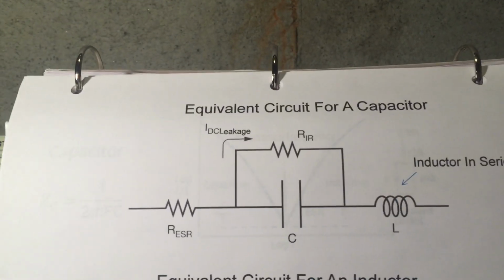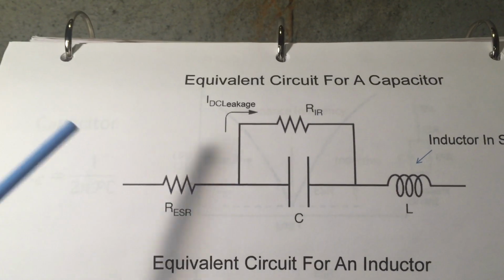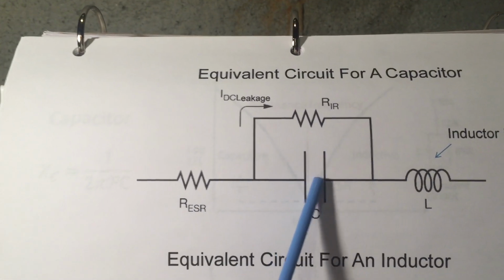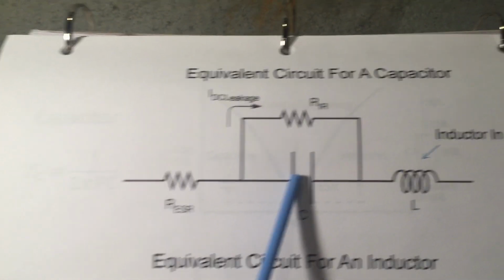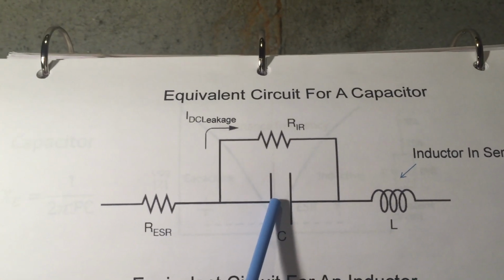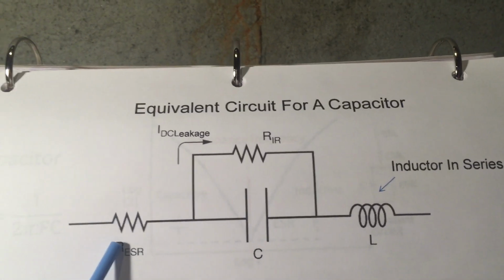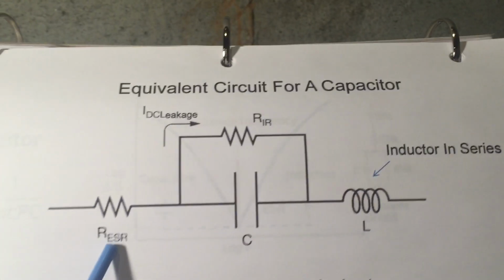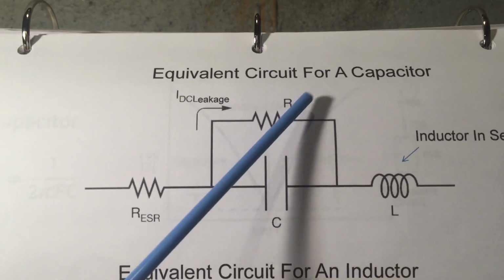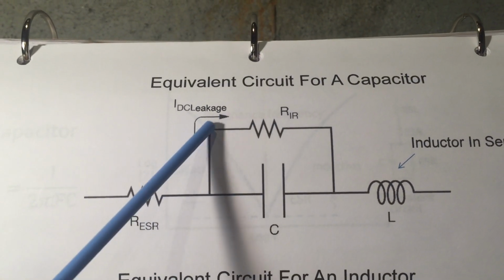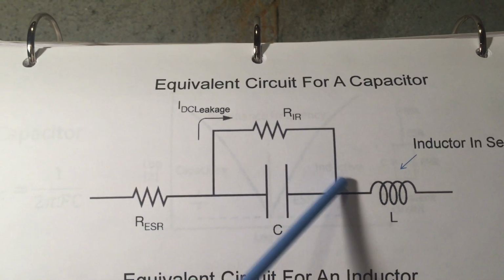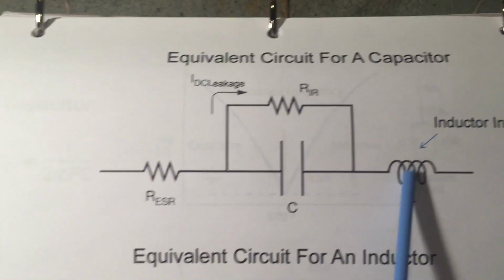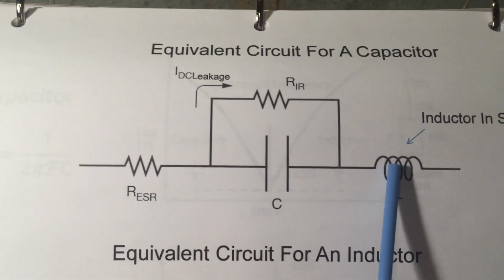And here what I'm showing is the equivalent circuit for a capacitor. So of course we have the capacitor itself, but if we look at the equivalent model, we also see there's equivalent series resistance, what's typically called ESR. There's also leakage resistance, so we get a little bit of leakage current in this direction. And then we have inductance as well, parasitic inductance in this case.